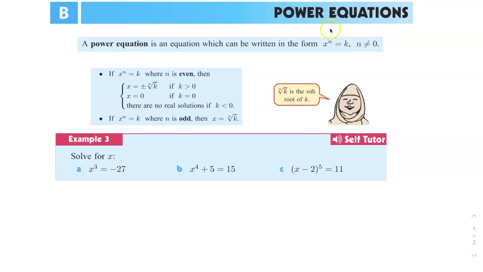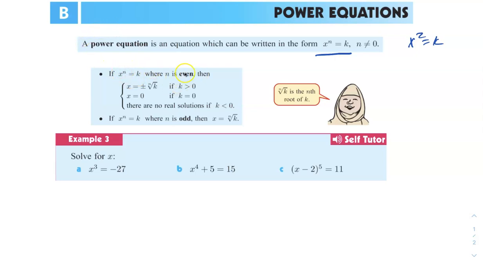Power equations. Power equations are equations written in this form, where it's just your base to a power equals a constant. Earlier in this chapter, we did x squared equals k. We solved those. Well, those are a power function also, just a power function when the power is 2. Now we're going to do all of them in general. Now there's two different ways. I mean, we do it the same way, but there's two different ideas here.